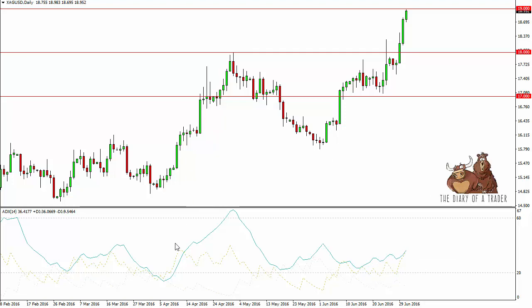But the most important example on this chart for me is when it started to turn negative. If you were using the ADX, you would have been warned to get out of this trade and take profits.